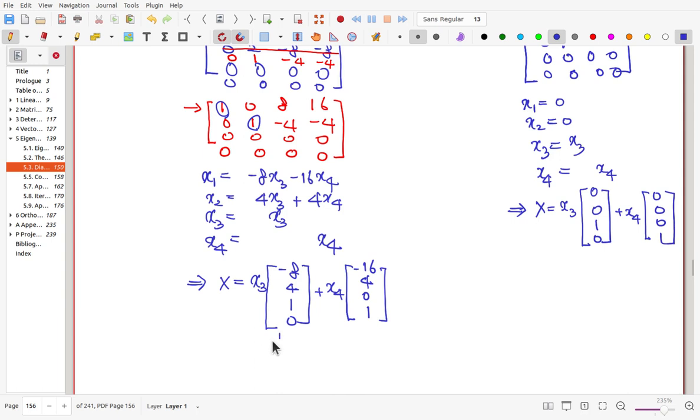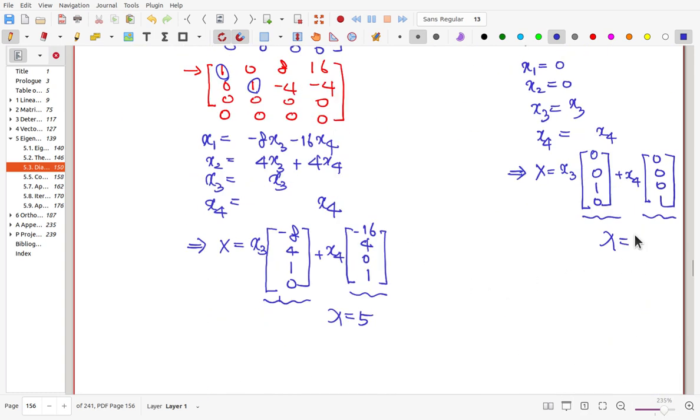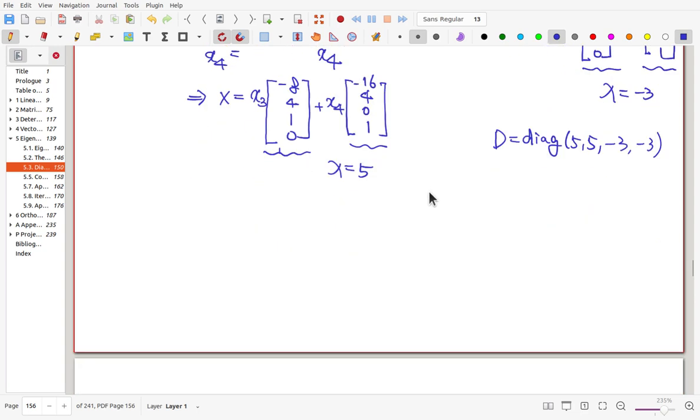Here we have 1, and another one, along with lambda equal 5. And we have now 2 more here, along with lambda equal, I forgot, what is that? Minus 3, okay, minus 3. So if you collect these 4 in this order, then your D must be diagonal of 5, 5, minus 3, minus 3, right? Then we finish the diagonalization.